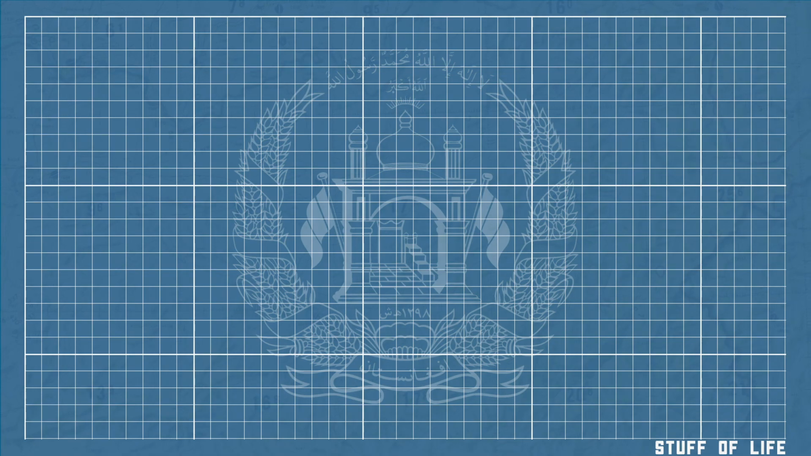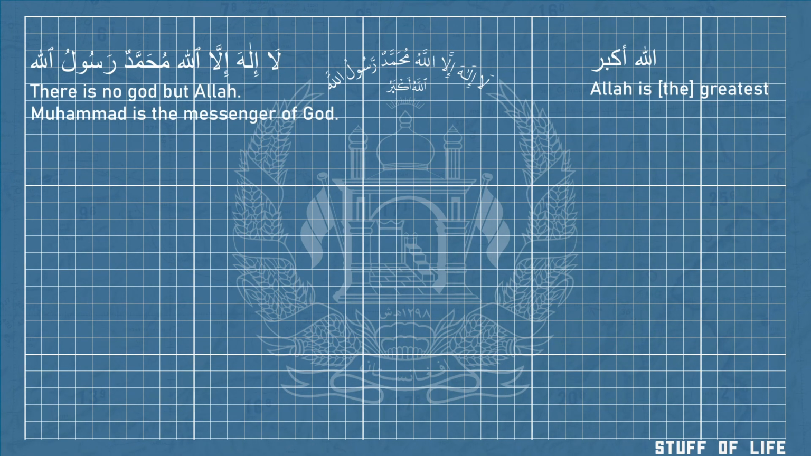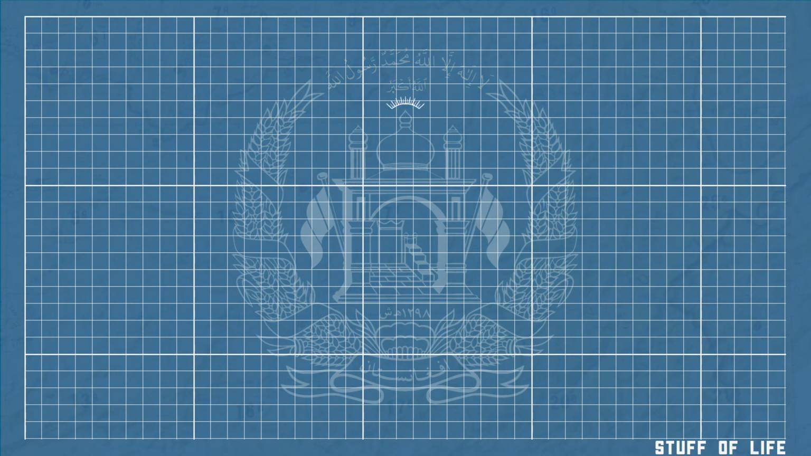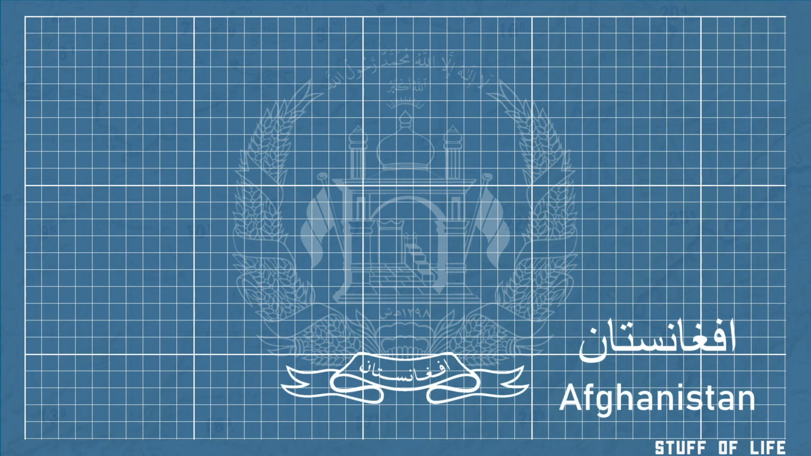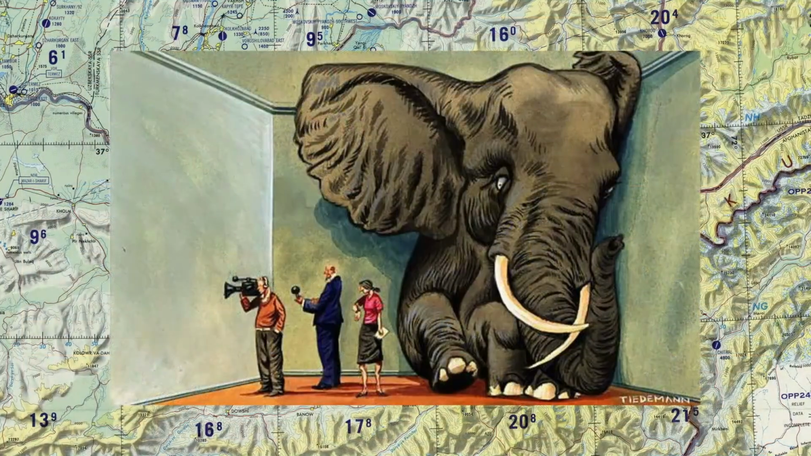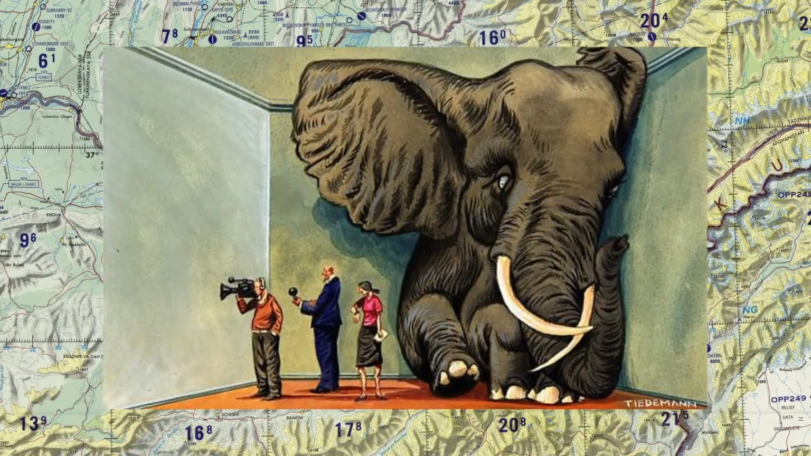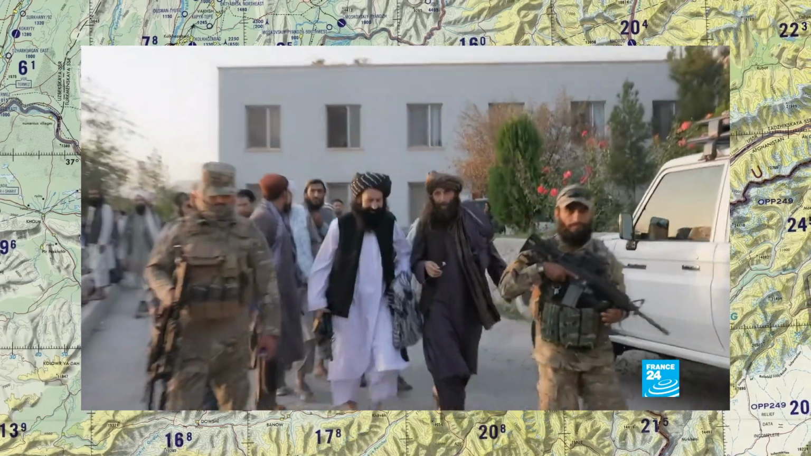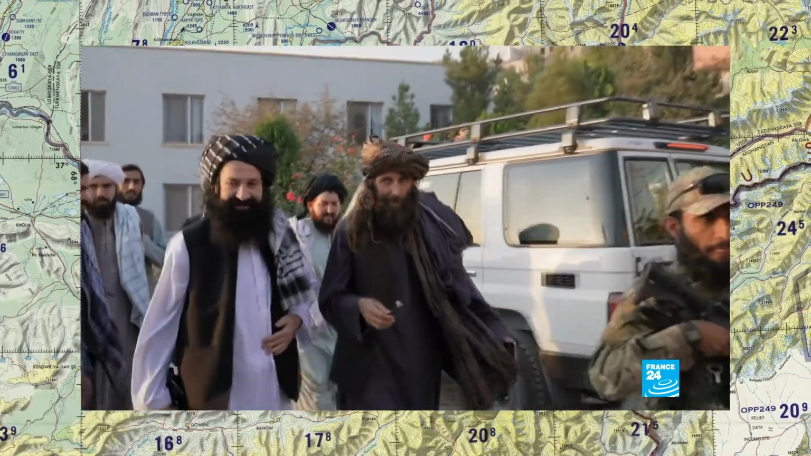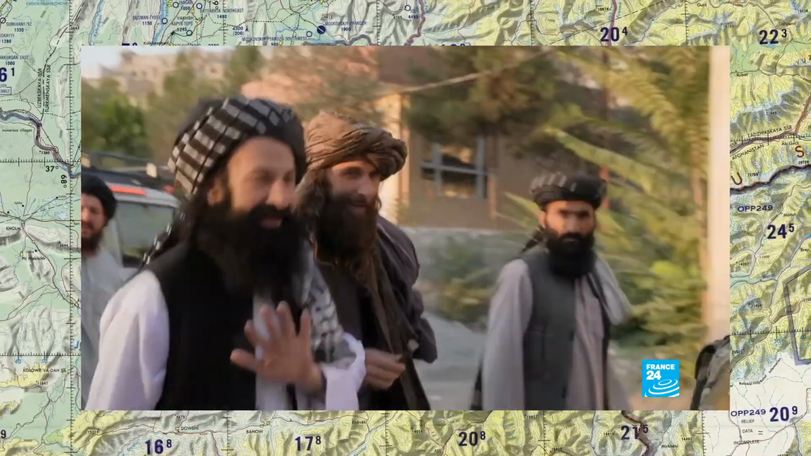It has written from top to bottom the Shahada, inscribed and superseding the rays of a rising sun, the Islamic year 1298, which represents the year where they gained independence from British influence, and the word Afghanistan in Pashto. There is, though, a big elephant in the room left to be discussed, which is the de facto government of the Taliban power at the time of editing this video, but it has no international recognition at the moment.